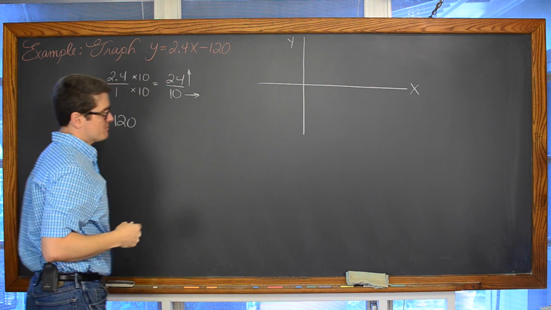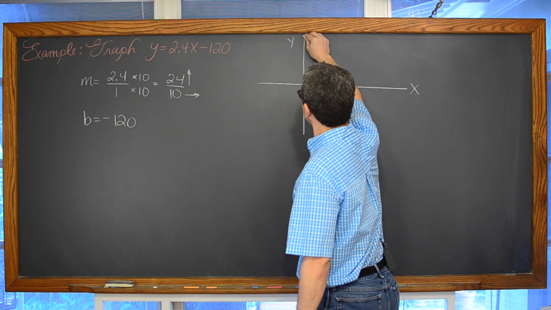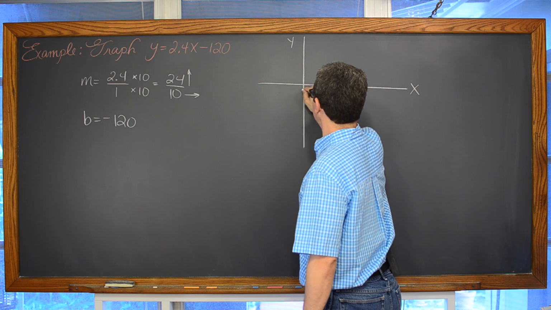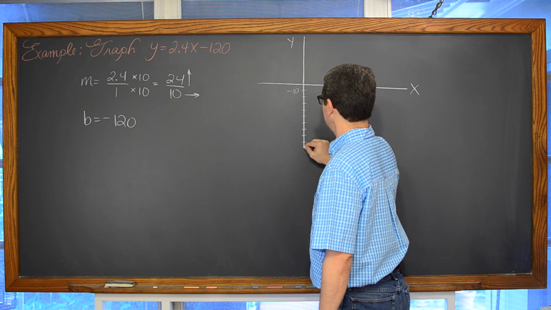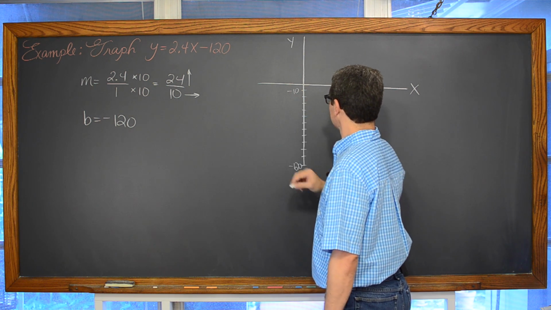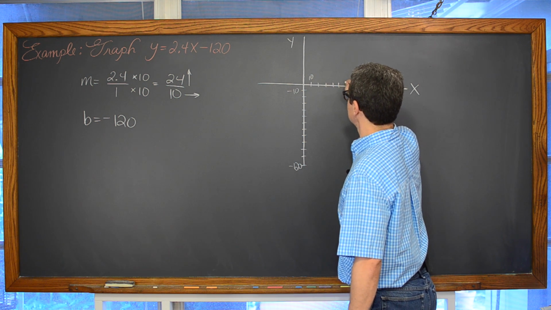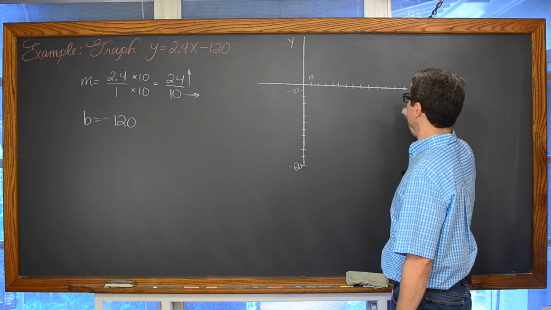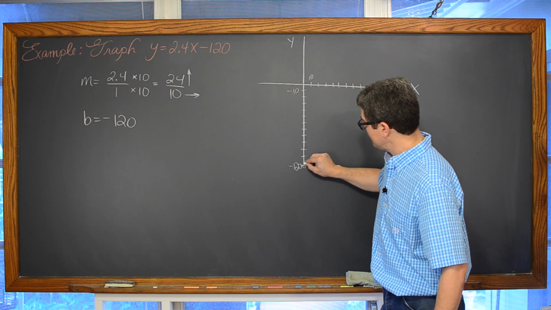and I can see that I have some pretty big numbers going on here. So let's see, negative 10, negative 20, negative 30, 40, 50, 60, 70, 80, 90, 100, 110, negative 120. And let's just count by tens here as well. 10, 20, 30, 40, 50, 60, 70, 80, 90, 100, 110, 120, 130. And I'm going to go to that y-intercept of negative 120, and I'm going to put a dot.